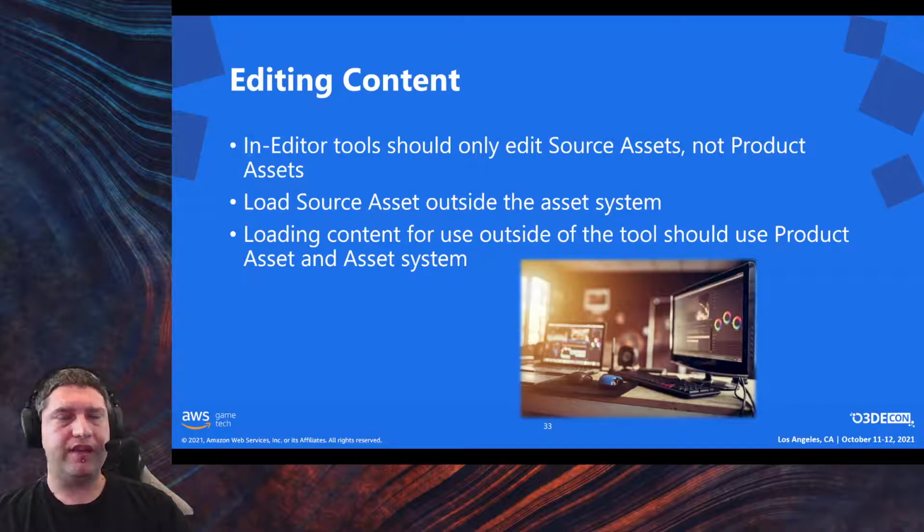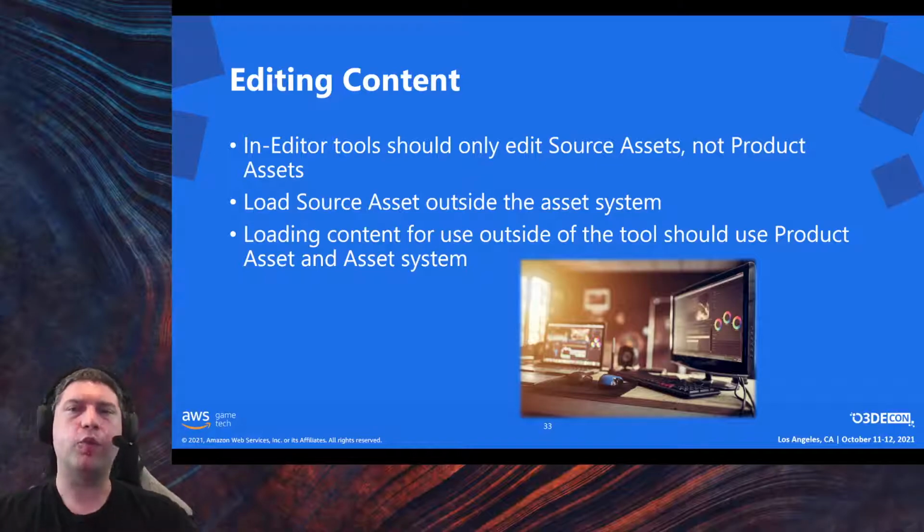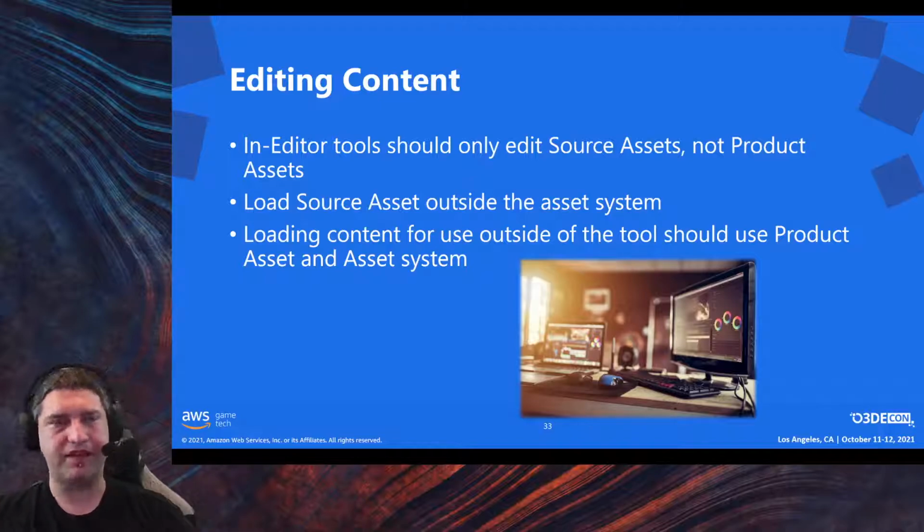If you're building an in-editor tool, you should edit the source asset and not the product asset, because the product asset is downstream of that source asset. You may have a case where your source asset and product assets are identical, and that's okay. You can just make a builder that is a copy job that copies the source to the cache as a product, but you'll still want to edit in the source folder. That way your content creators can safely put that content in source control.